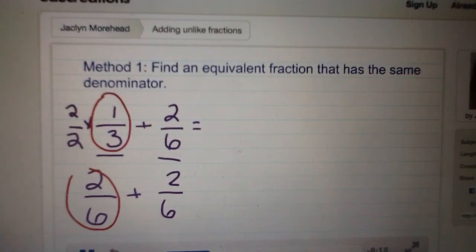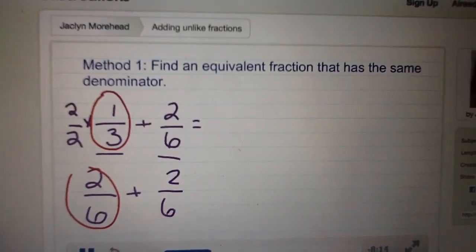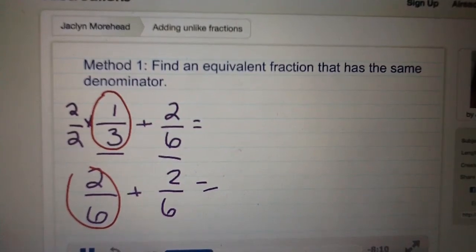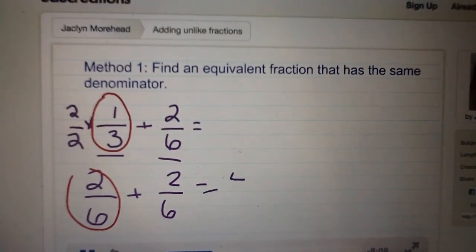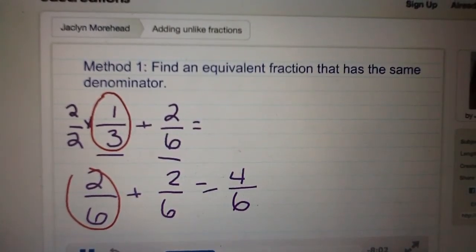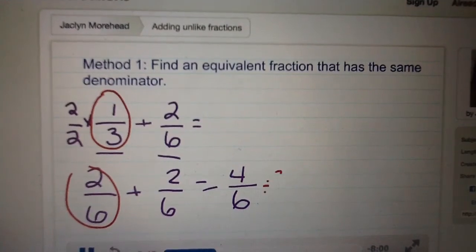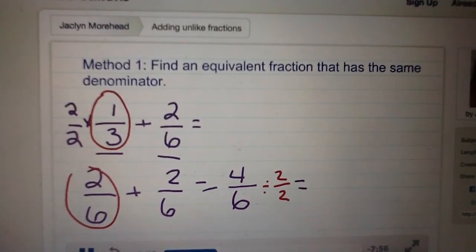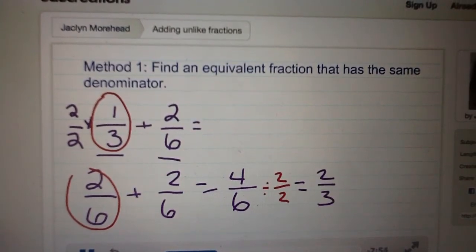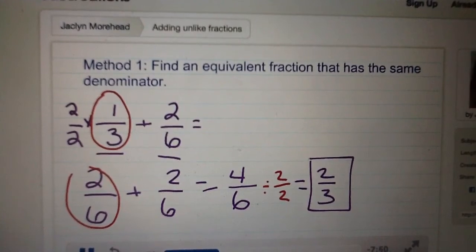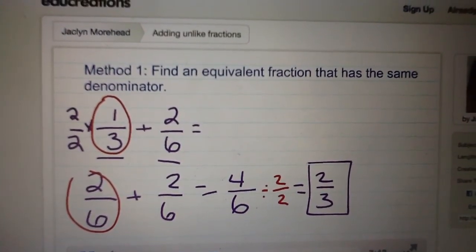So now I have an equivalent fraction right here. These are equivalent, meaning they are worth the same amount. And then I can add because my denominators are the same. So 2/6 plus 2/6 equals 4/6. And if I simplify that, I know I can simplify because 4 and 6 are both even numbers. So that means I can divide them both by 2. And then I get 2/3 as my final answer, 2/3. That is the first method, just to find an equivalent fraction.